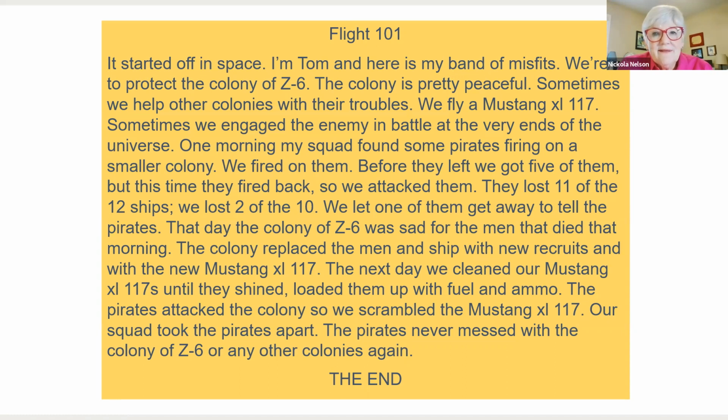"I'm Tom, and here's my band of misfits. We're to protect the colony of Z6." You see that he's playing it safe, not so much as he was before. "The colony is pretty peaceful. Sometimes we help other colonies with their troubles. We fly a Mustang XL 117. Sometimes we engage the enemy in battle at the very ends of the universe." And it goes on. It's a lovely little story.